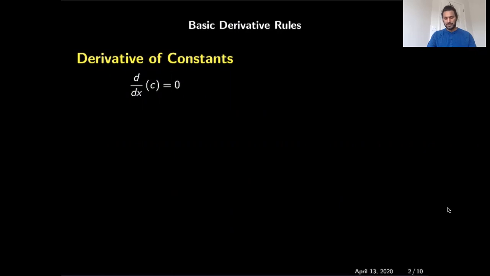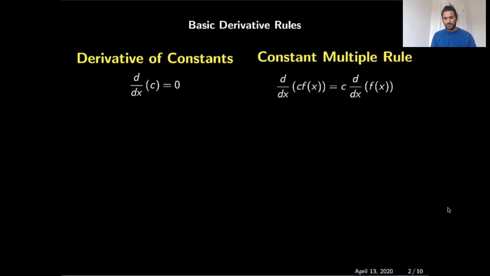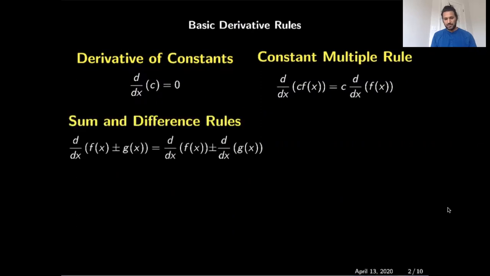Our first rule is the derivative of a constant is zero. And the second rule says that if a constant is multiplying a function, then the constant can be pulled out from the derivative notation. And the third rule is the sum and difference rule, which says that the derivative of the sum or difference of two functions is the sum or difference of their derivatives.